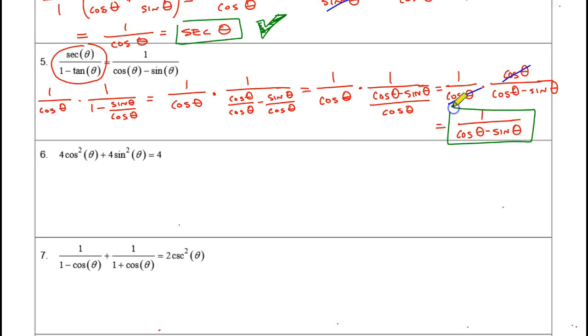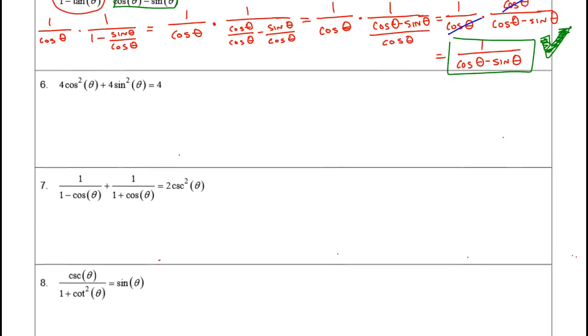There you have it, folks. Verified identity. Let's now look at example 6.